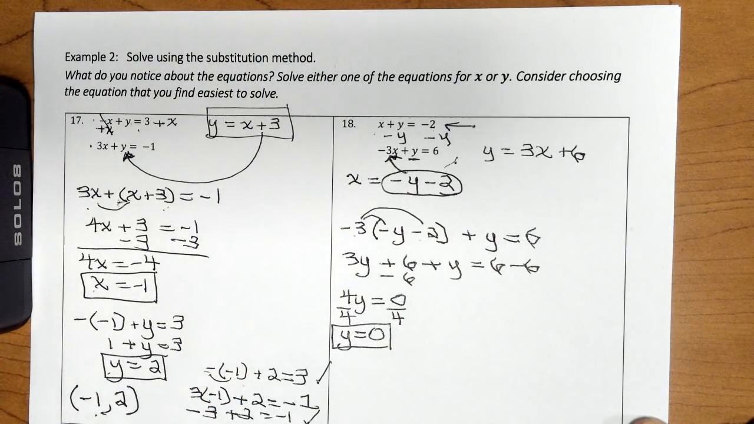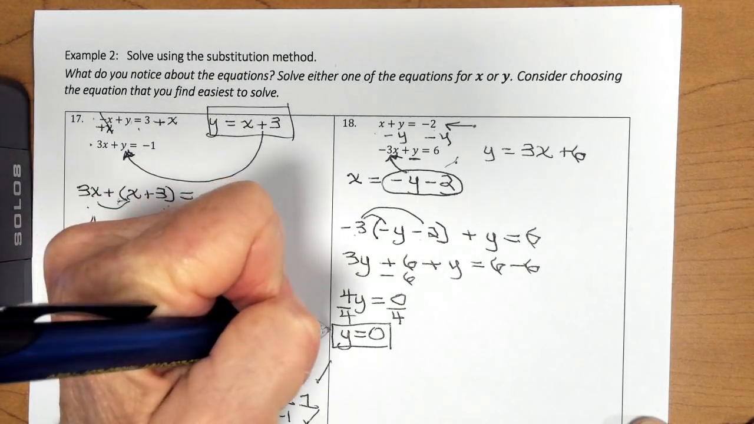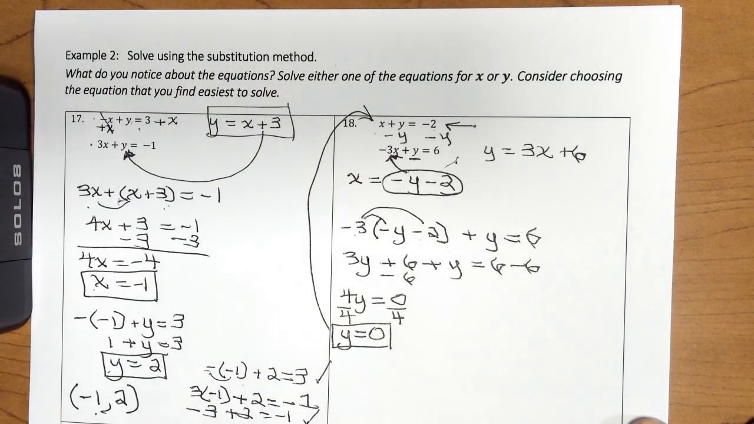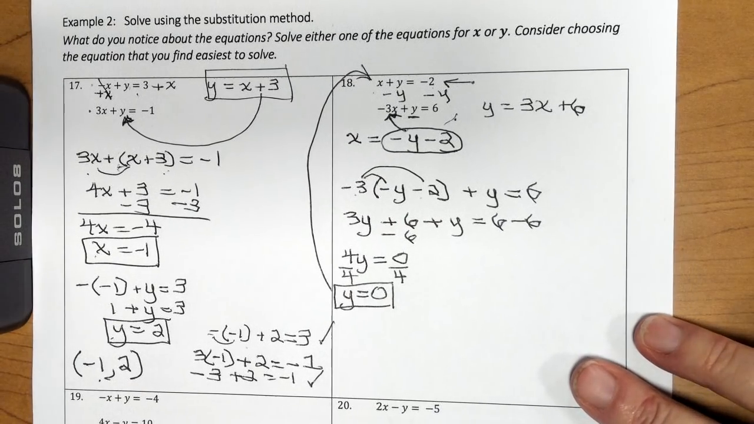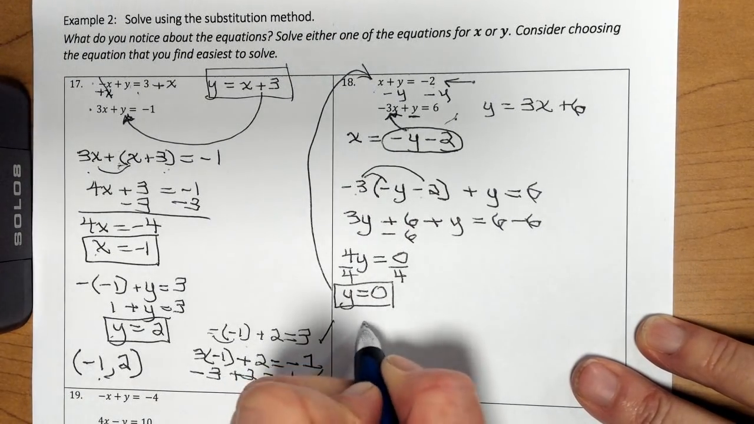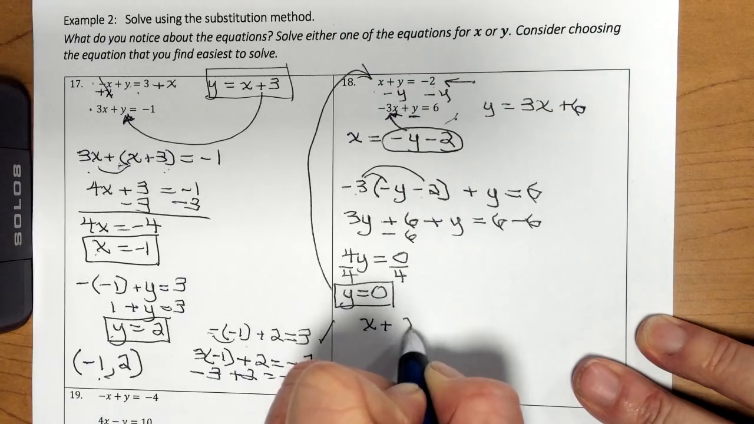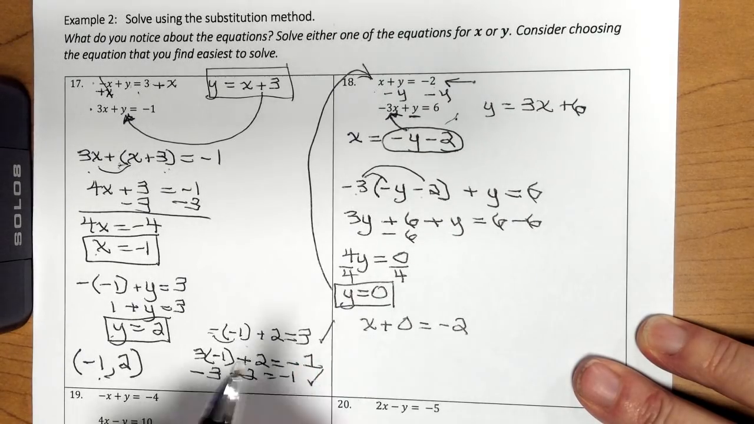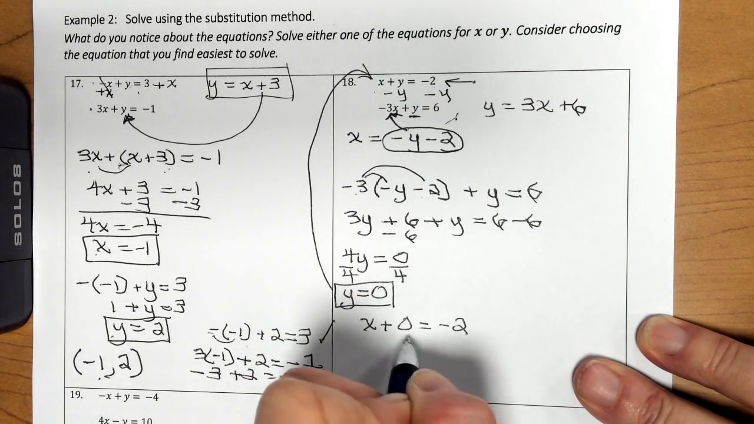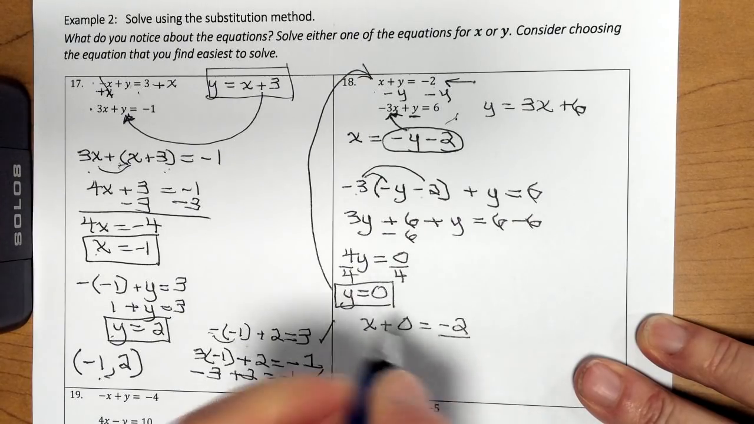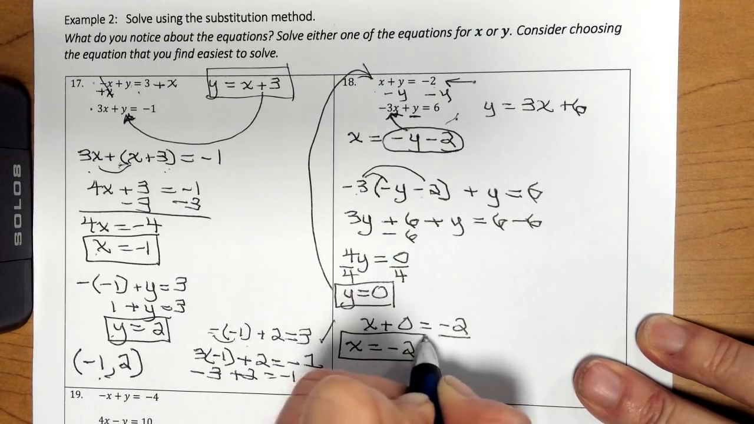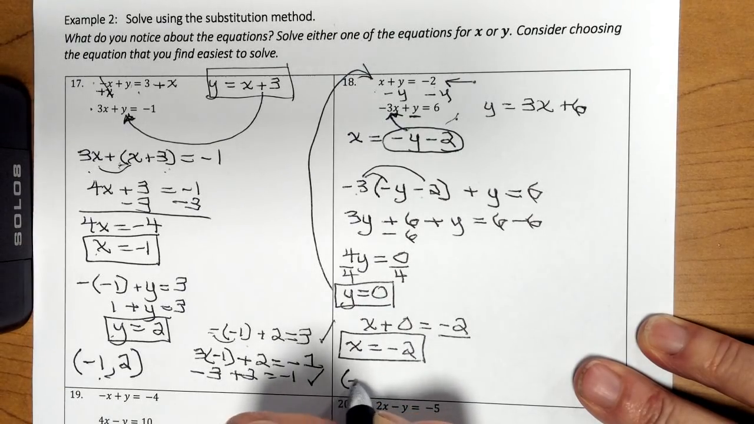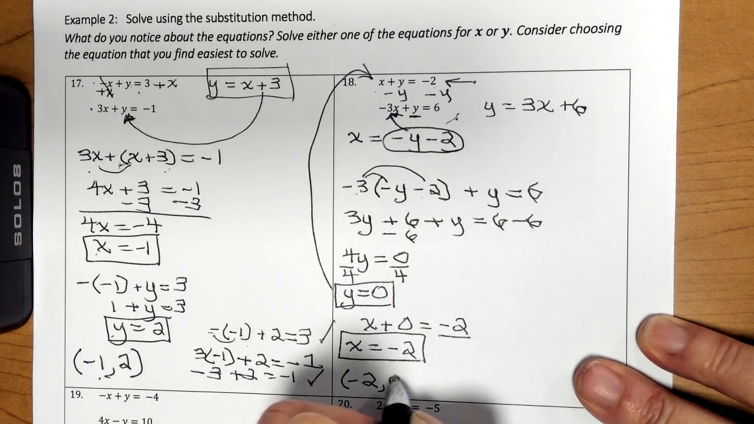Okay, well now that y is equal to 0, I could easily plug it back in, and I'm going to go up to my very first equation again, because I really like that one. That's easy. I'm going to write x plus 0 equals negative 2. Well, what's the answer? The answer is negative 2. x is equal to negative 2. So now I've got my ordered pair. My ordered pair is negative 2 comma 0.